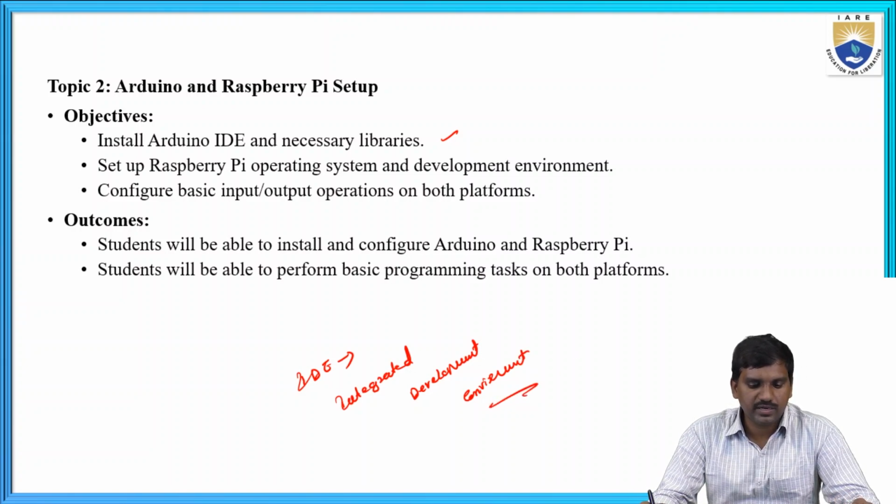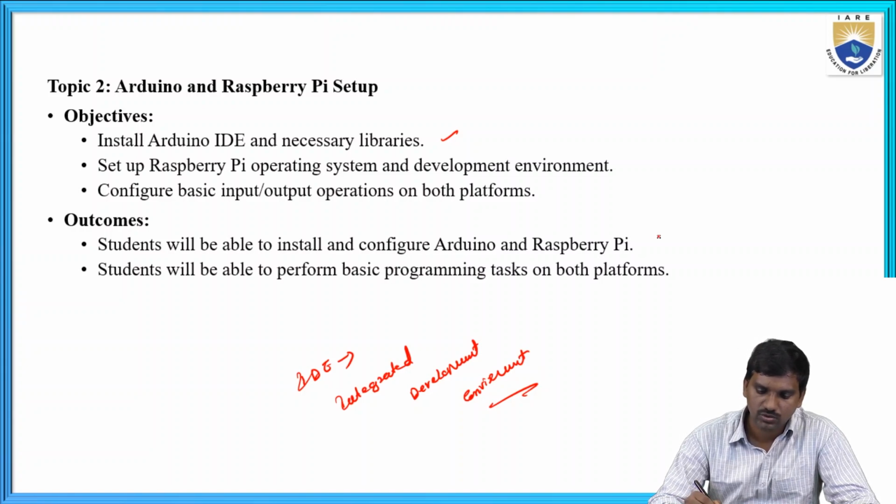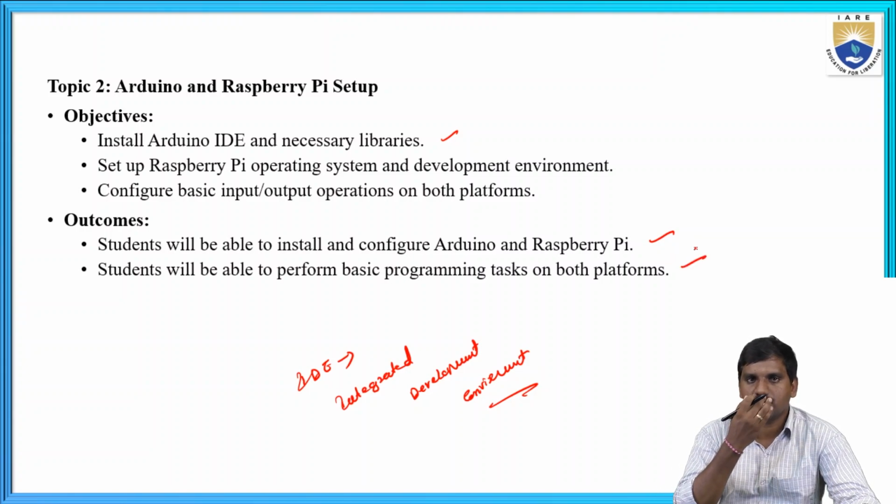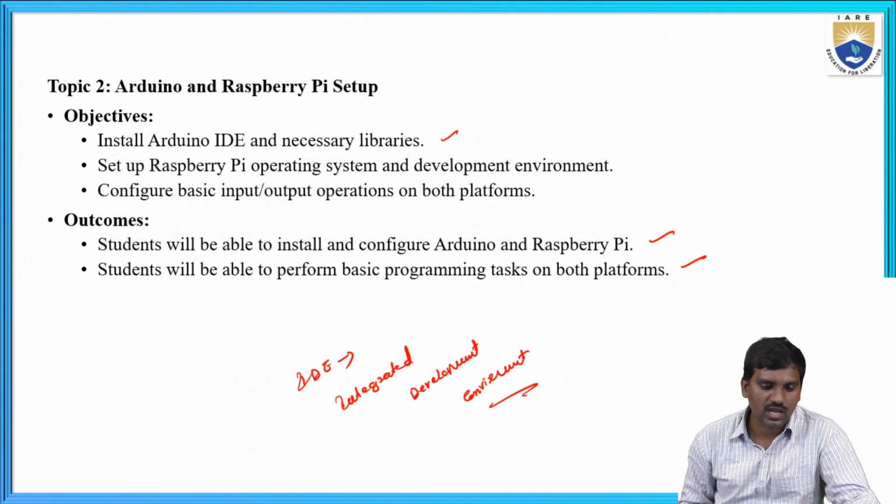And set up the Raspberry Pi operating system and development environment. Configure basic input-output operations on both platforms. Compulsorily, we have to give some information, and based on that we have to get some output also. Outcomes: students will be able to install and configure Arduino and Raspberry Pi software. They will be able to perform basic programming tasks on both platforms. That is essential. This is topic 2.